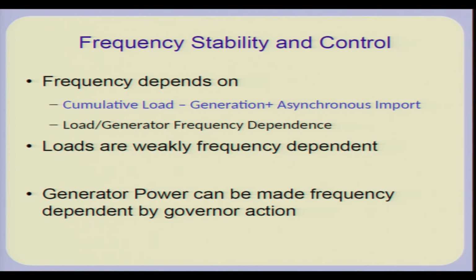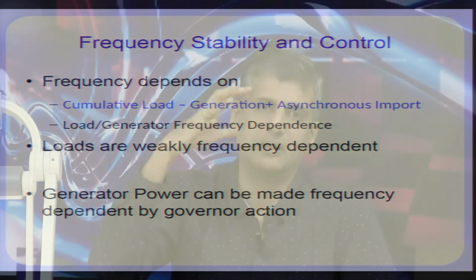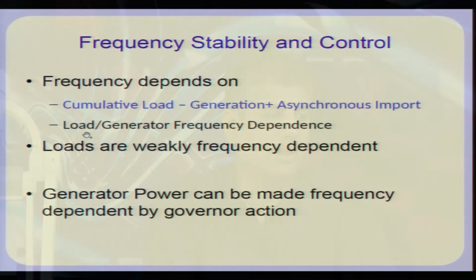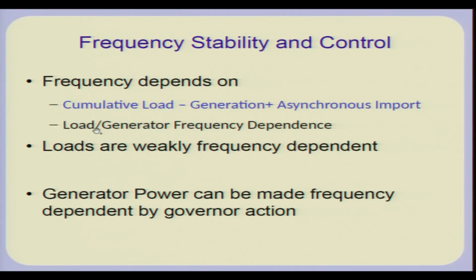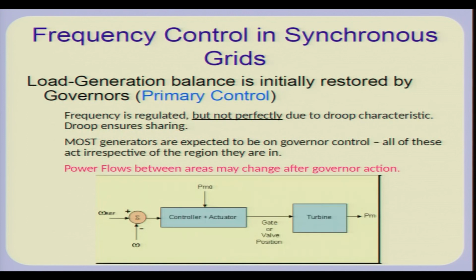Frequency stability and control: remember that the frequency of a synchronous grid depends on the cumulative total load generation balance, and in case a synchronous grid is connected to another system, the asynchronous import also should be treated as if it is a generation. The frequency depends on the load and generator frequency dependence. Generator frequency dependence comes because of governor action. Remember that loads are weakly frequency dependent. Generator power can be made a function of frequency by governor action.